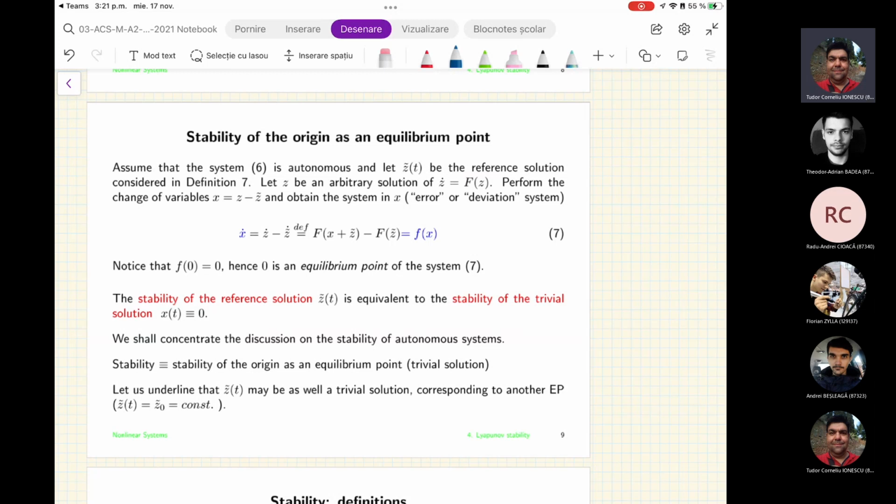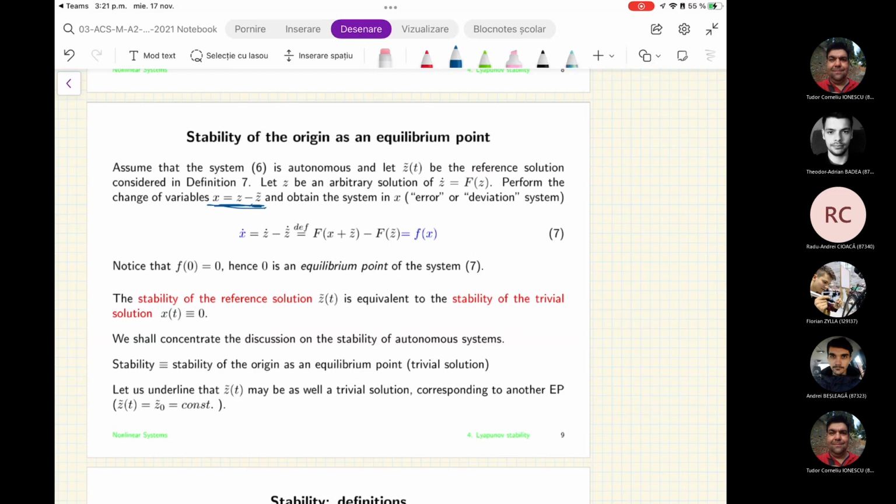So assuming system 6 is autonomous and z tilde is the reference solution in definition 7, we have an arbitrary solution z, z dot is f(z). We make this change of variables. x is z minus z tilde. Hence, in 0, or you can just get the system in x, the error deviation system.